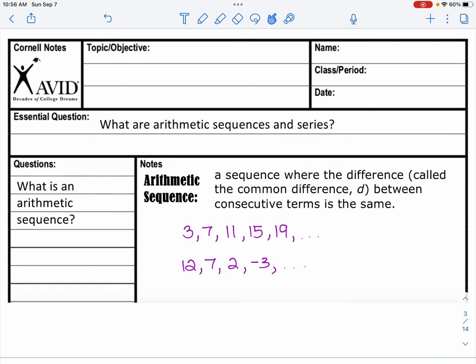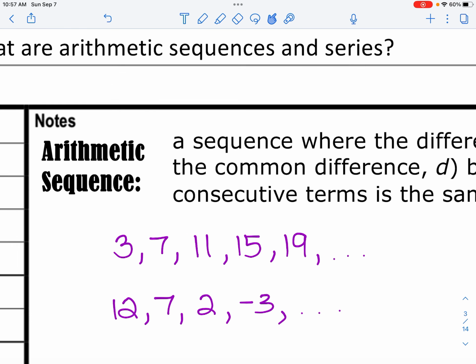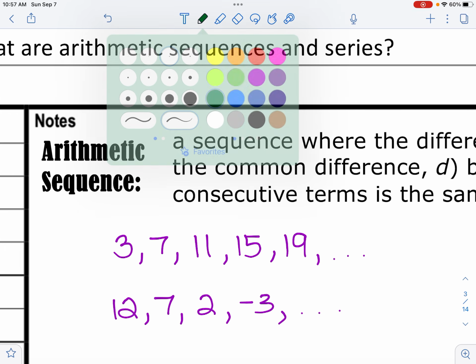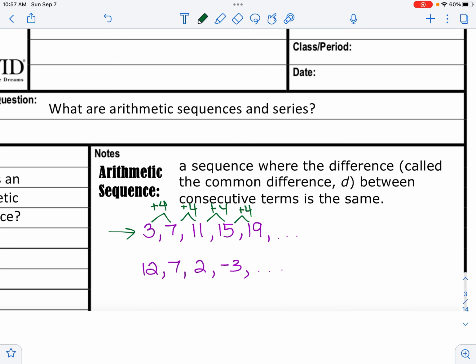An arithmetic sequence is pretty simple. It's a sequence where the difference between the terms is the same, between consecutive terms. That common difference is called lowercase d. And if we look at this first one right here, you'll notice that between each term we are increasing by 4. Just adding 4 every time. Because you are adding the same number every time, we call that an arithmetic sequence.